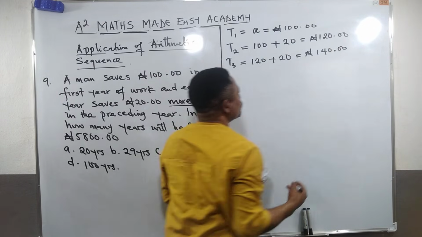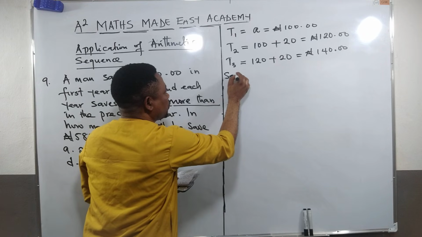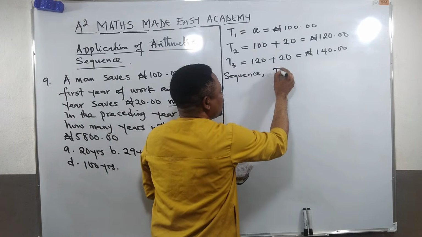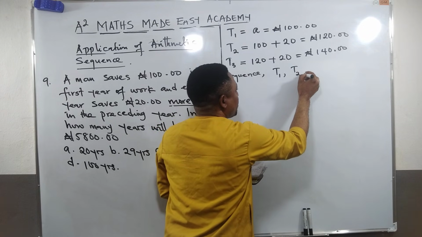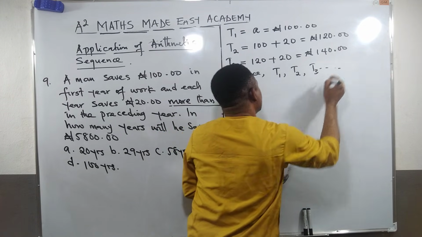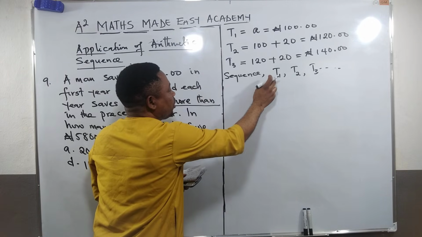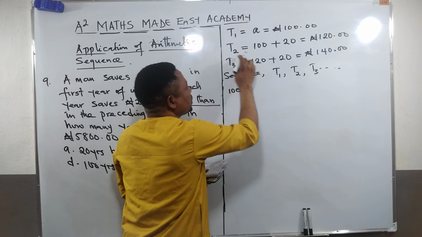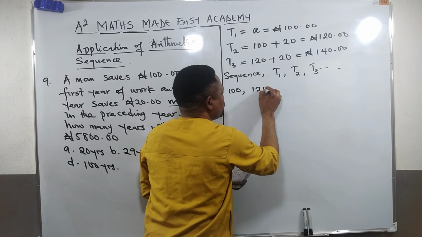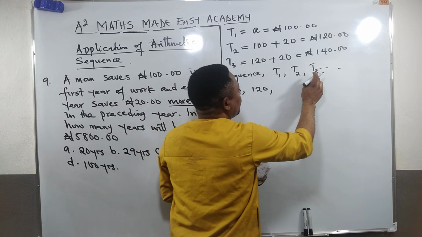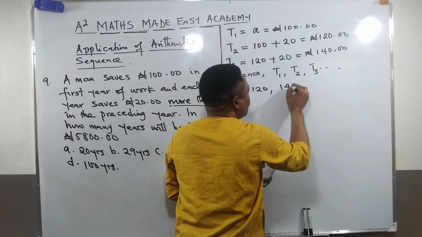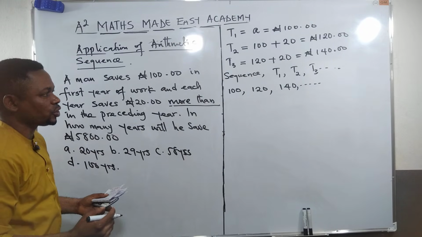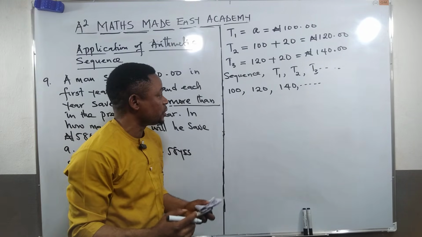So we have now produced what we call a sequence. We have T1, T2, T3, and it continues. What is the value of T1? The value of T1 is 100. What is the value of the second term? It is 120. And what is the value of the third term? It is 140. Then this continues. Can you see that we have produced a sequence?